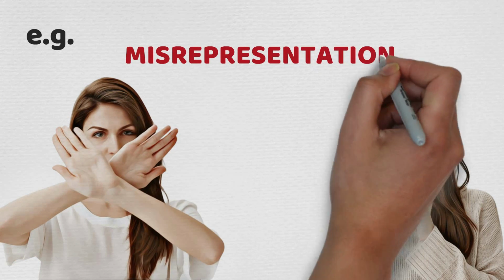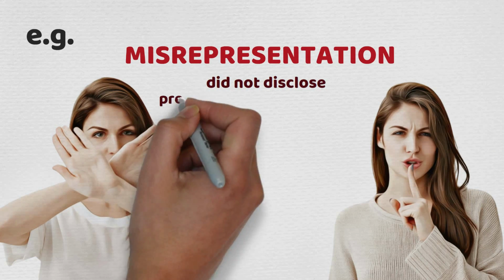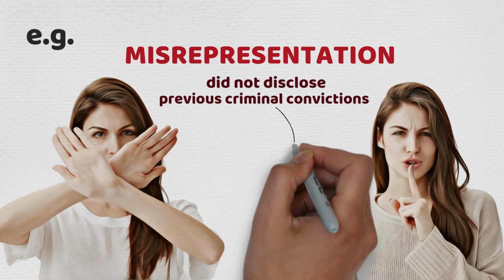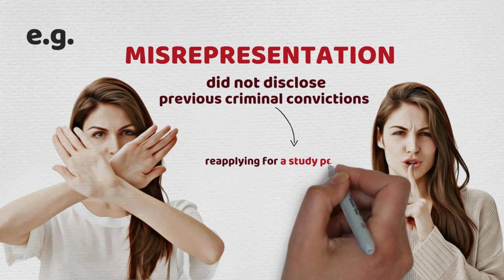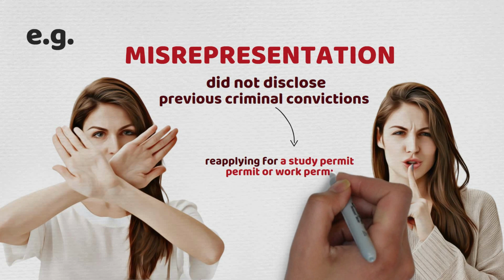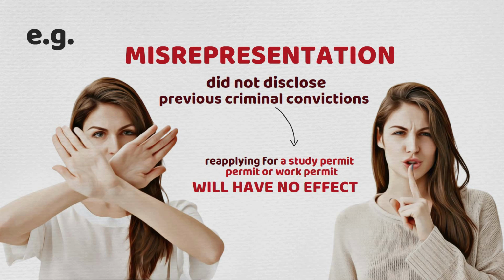As another example, if you have committed a misrepresentation because you did not disclose previous criminal convictions, in that case, reapplying for a study permit or work permit is not going to have any effect because you've already committed the misrepresentation. But it is a valid option not to forget about. You're able to reapply for your immigration application.